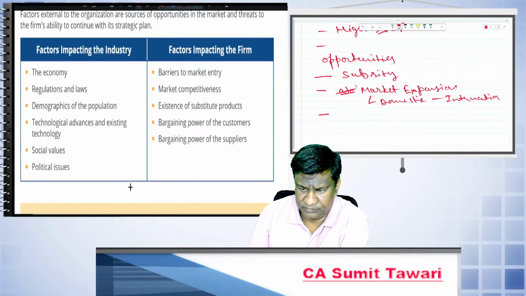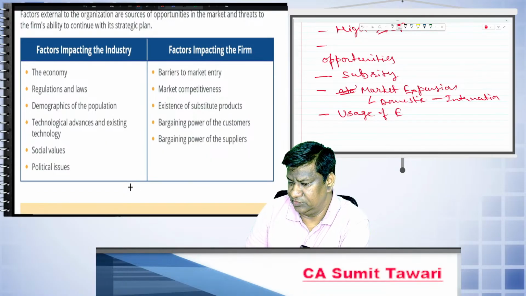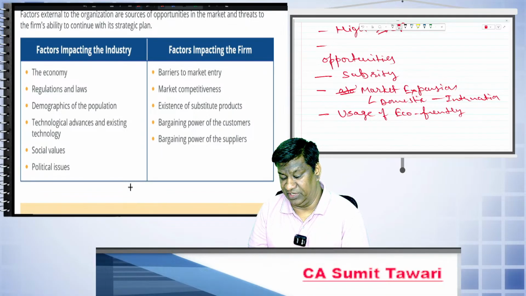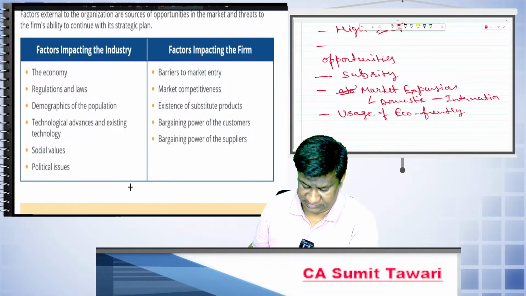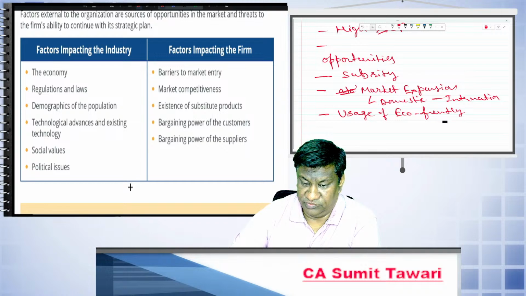More usage of eco-friendly products. Yes. So you can attract more customers, or customers start to rely on you. Because of using eco-friendly products, you are able to get additional opportunities. Okay, now threats.